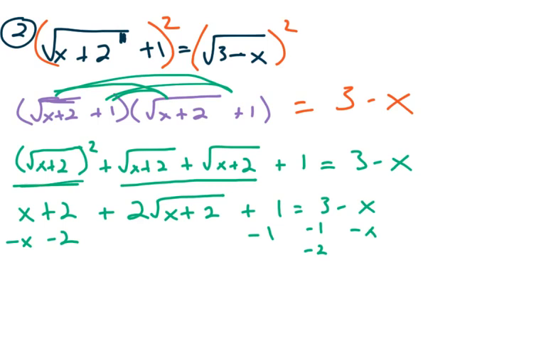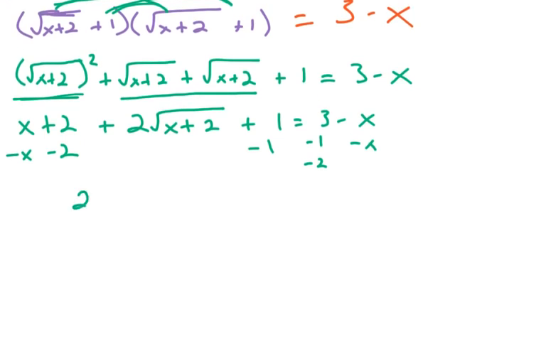Okay, so on the left-hand side, we're going to have 2 times the square root of x plus 2 is equal to, so 3 minus 1 minus 2 is, well, that's actually 0. That's a good thing. These all cancel out. And then negative x minus x is equal to negative 2x. Okay? So now we've cleaned up the one side.